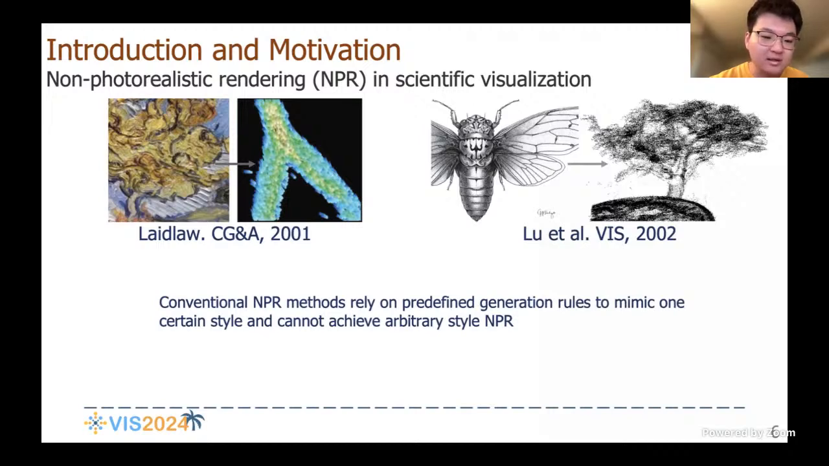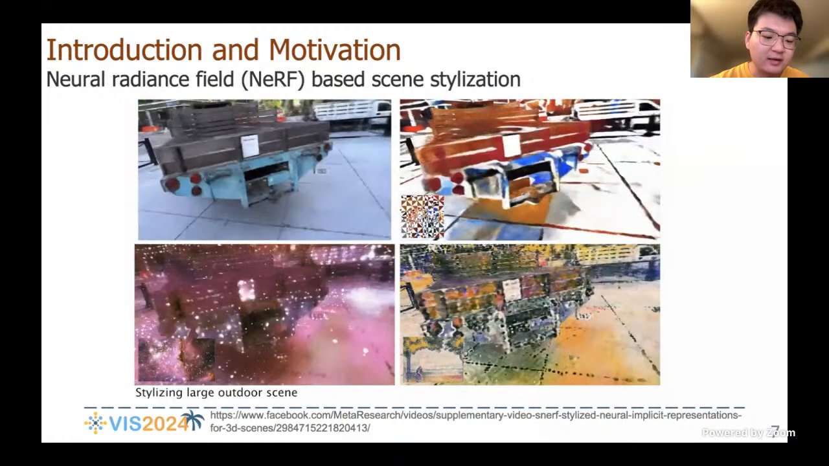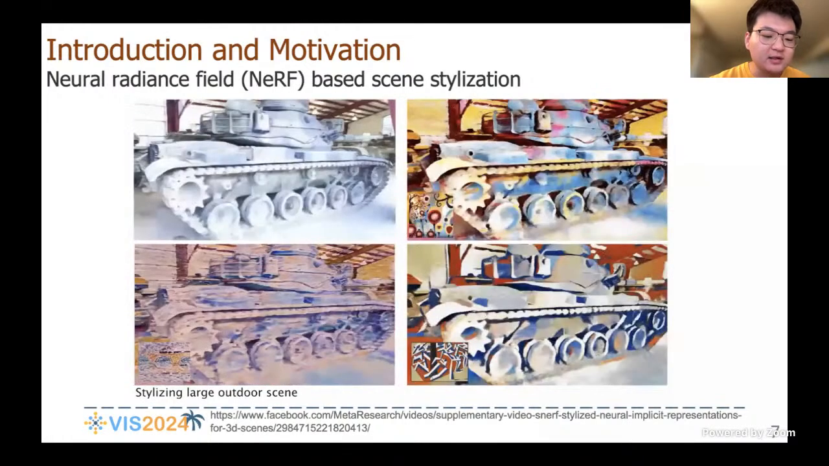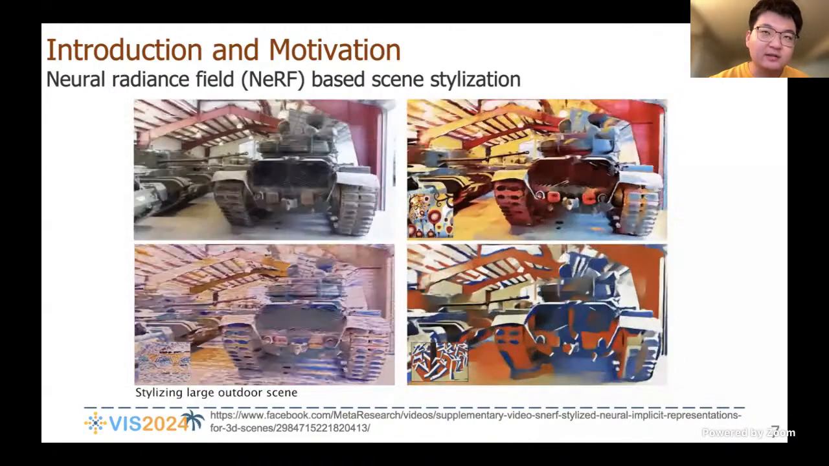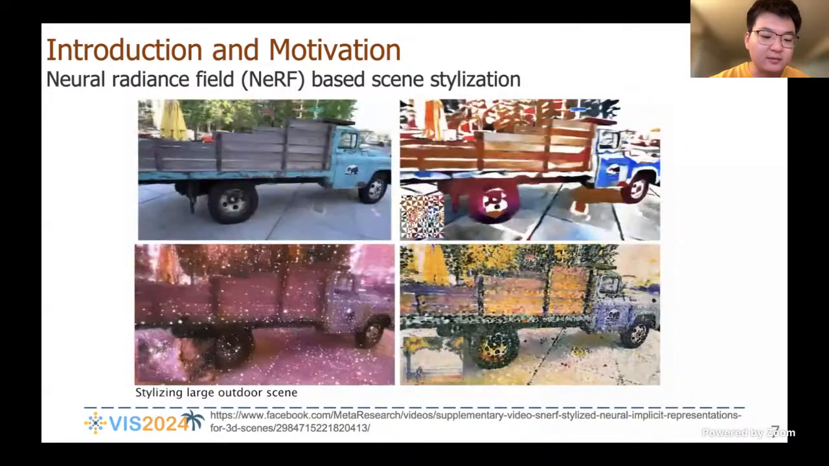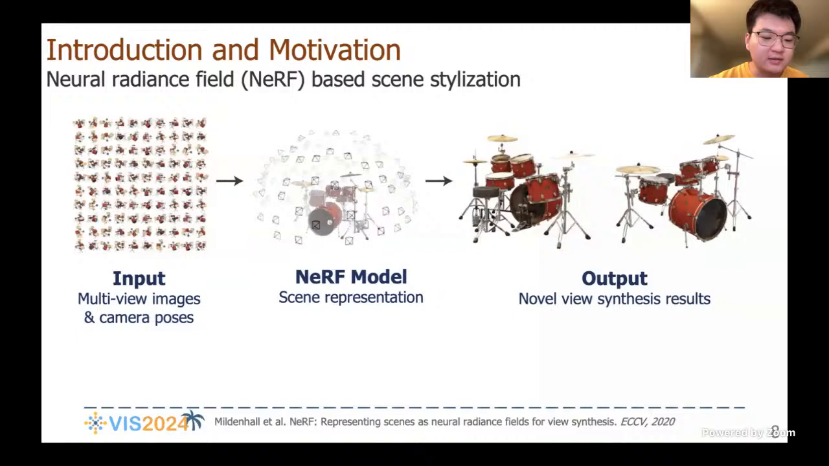NPR. So recently, NeRF-based scene stylization has gained a lot of attention and can be employed to achieve arbitrary style transfer for any 3D scene, including volume visualization scenes, within one unified framework. Neural radiance field, or NeRF, is one neural network that can represent a 3D scene. NeRF takes multi-view images and corresponding camera poses as input, and after optimization, one NeRF model can render new images of the scene from arbitrary novel views.